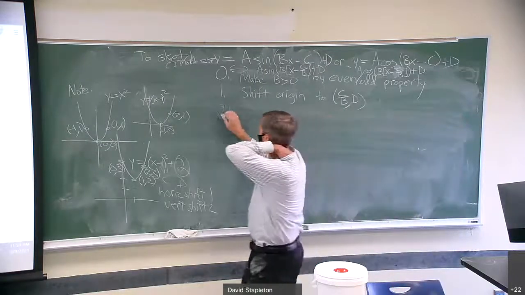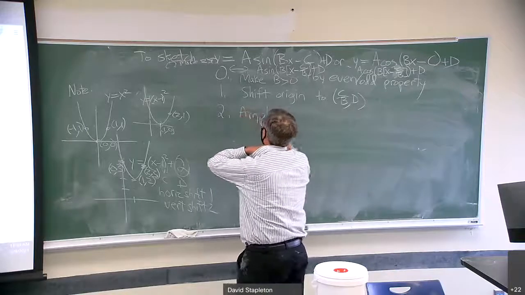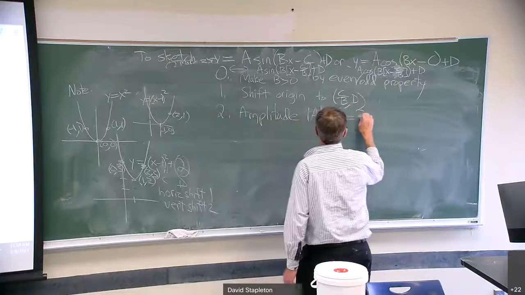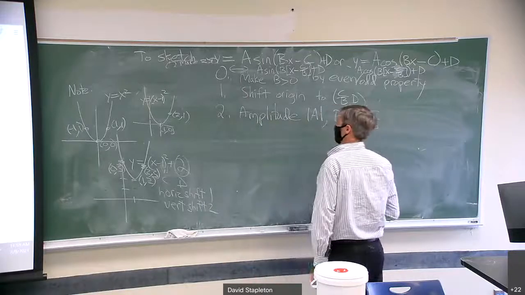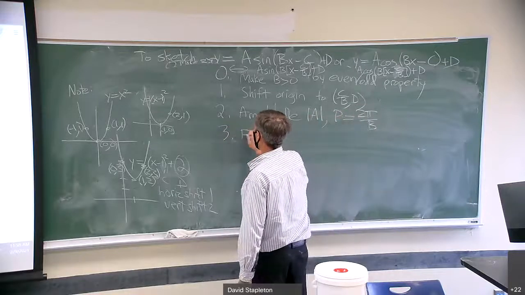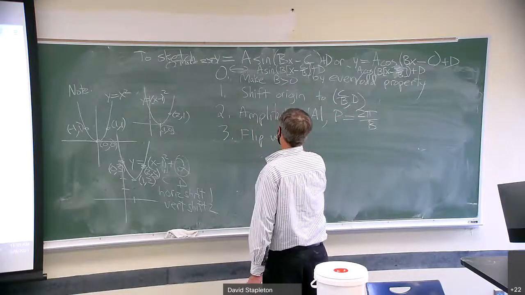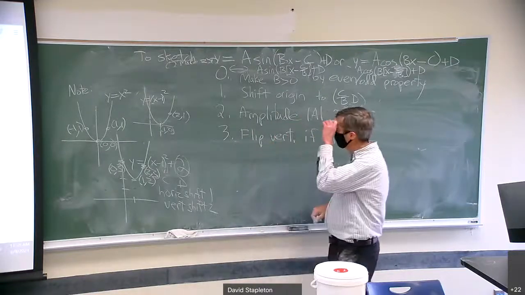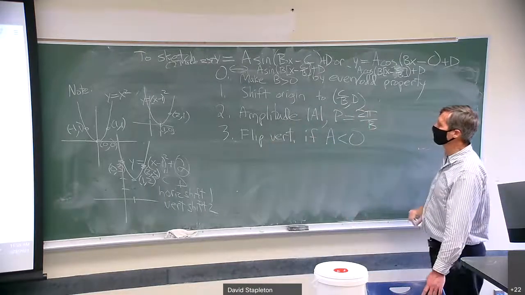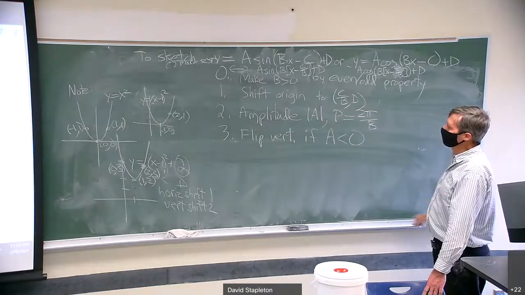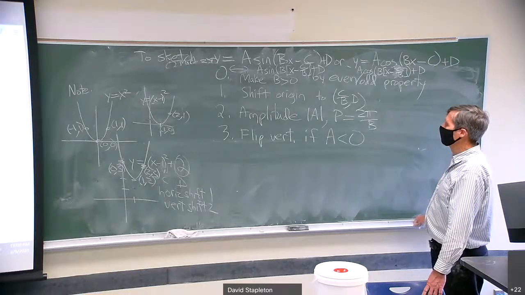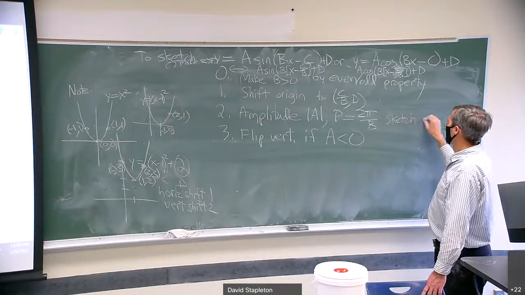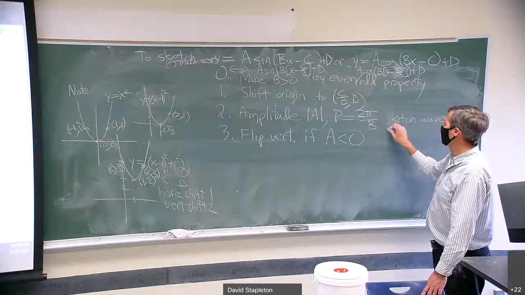Now, use your amplitude, which is the absolute value of A. The period is 2 pi over B. Flip vertically if A happens to be negative. Otherwise, leave it alone. And you sketch the wave from the shift point.